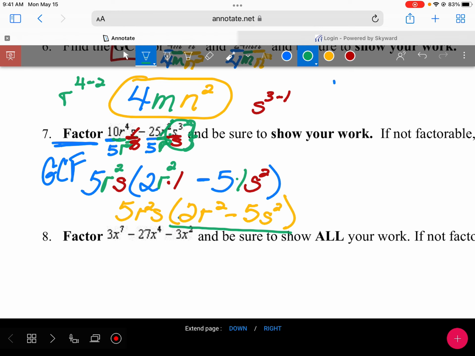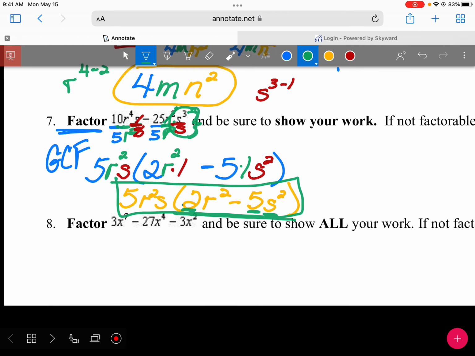So back to the difference of two perfect squares. There is subtraction. Here's an S squared, but 5 is not a perfect square. So this is not a difference of two perfect squares. 2 is not a perfect square. So this is your final answer: 5R squared S times quantity 2R squared minus 5S squared.